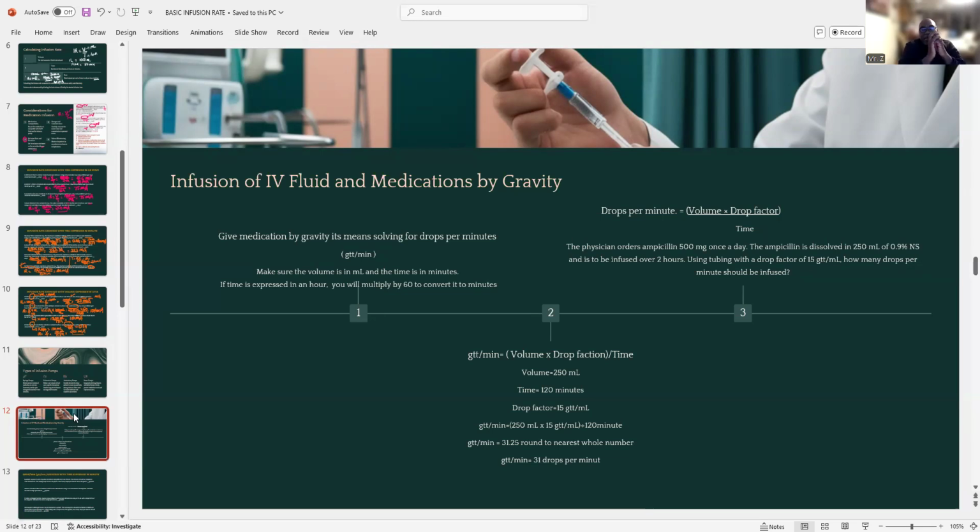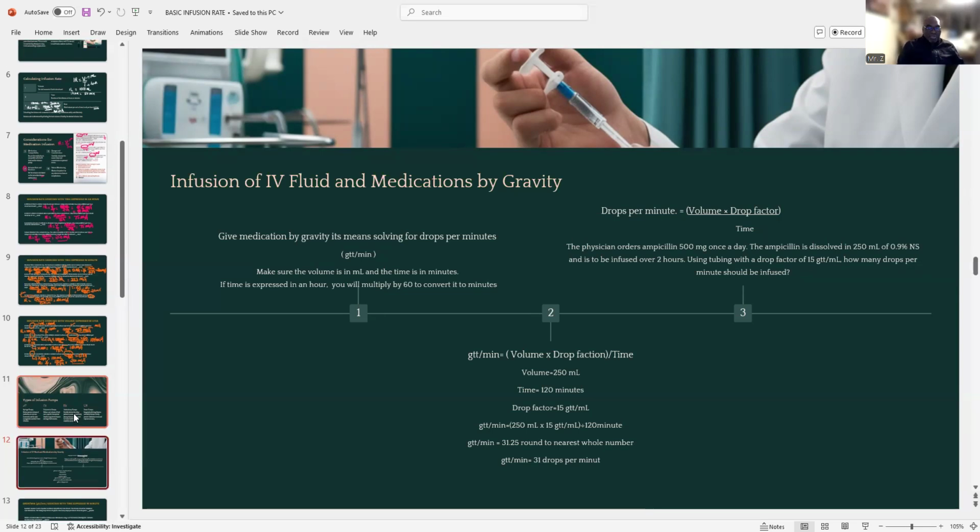Giving medication by gravity means what? Solving for drops per minute. If you do not have a pump, or the pump is not working, you need to solve the medication in drops per minute. You need the formula, it's right there. Some people refer to this as the drip rate. And some books, instead of drip rate, also call it the infusion rate. But just be careful about the units they are giving you.